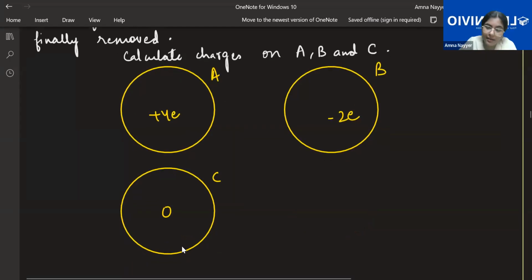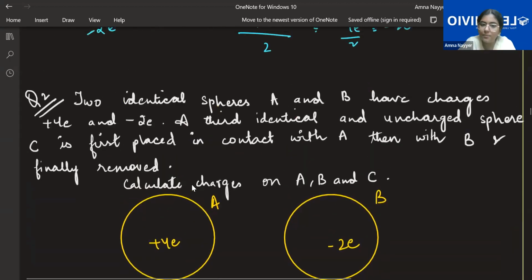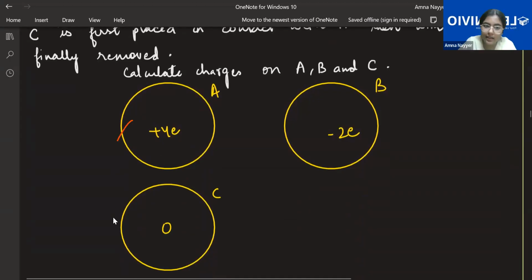Identical means they have the same radii and we will be able to apply the law of conduction, the charging by conduction. But this is chargeless right now. So it says first it is placed in contact with A. First these two are placed. So class, tell me once they are made in contact, what will be the individual charges on A and C now after connection?